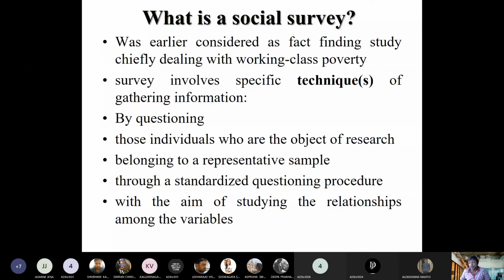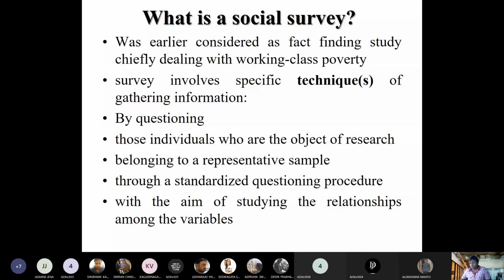Suppose a general election is coming and I am doing a survey on the mood of the nation. Who is my object of research? The general public, the people. It is not that I go and ask anybody. I am asking the voters, not a child below 18 years. I am asking the voters what their mood is, meaning what exactly the public needs now, whether the public wants to change the government or reinstall the government.